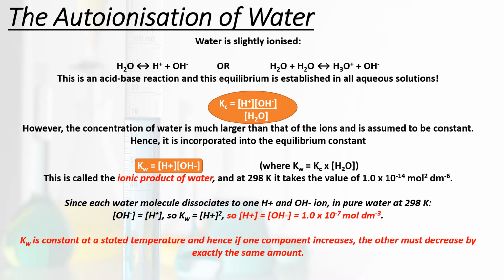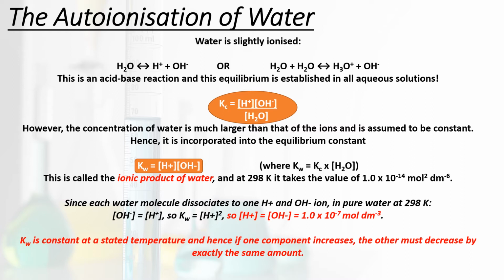Kw equals the concentration of H+, the concentration of OH-, where Kw is just the original Kc times by the concentration of water. And Kw is something we call the ionic product of water. And at 298 Kelvin, it takes a value of 1 × 10⁻¹⁴ mole squared decimeter to the -6. Now that unit has just come from the fact that we've times two concentrations together. Remember that concentration is always measured in moles per decimeter cubed. Timesing two of them together gives us mole to the power of 2, decimeter to the power of -6.